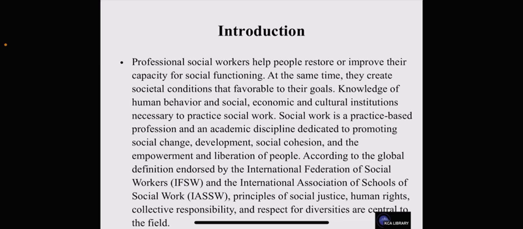Social work is a practice-based profession and an academic discipline dedicated to promoting social change, development, social cohesion, and the empowerment and liberation of people. According to the global definition endorsed by the International Federation of Social Workers, the IFSW, and the International Association of Schools of Social Work, the IASSW, the principles of social justice, human rights, collective responsibility, and respect for diversity are central to the field.